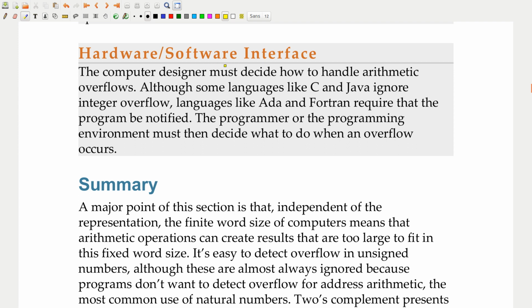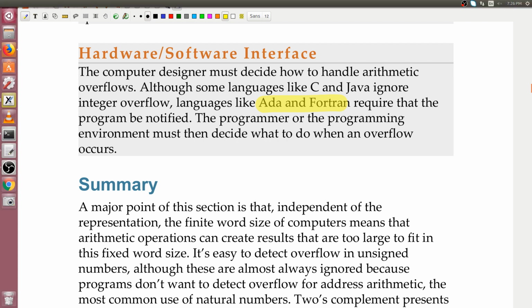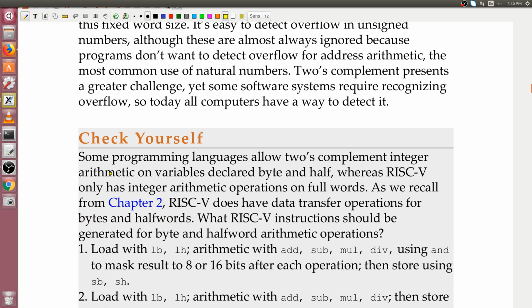So hardware and software interface. The computer designer must decide how to handle arithmetic overflows. Although some languages like C and Java ignore integer overflow, languages like Ada and Fortran, basically languages that we don't care about, require that a program be notified. Ada was a Department of Defense built language, if I'm not mistaken. And then Fortran's just a very old language as well. You'll see a lot of oil and gas companies, I think, still use languages like Fortran, mainly because they have giant code bases of like 1 million lines of code that it would cost too much money to update.